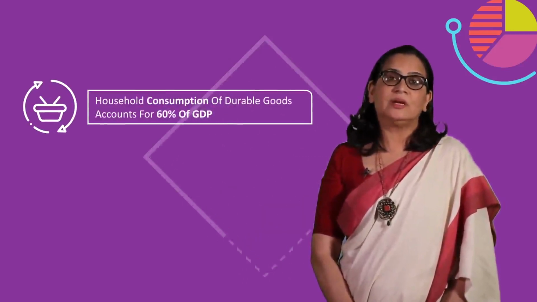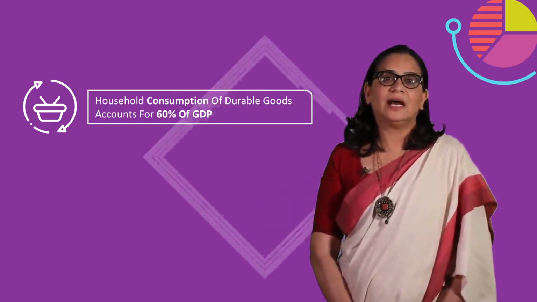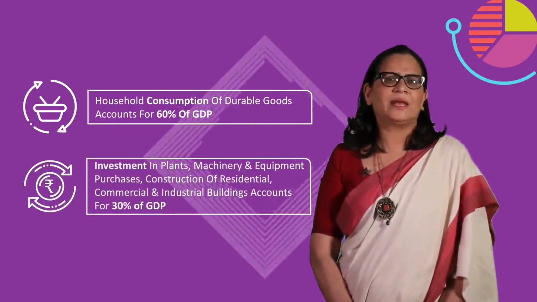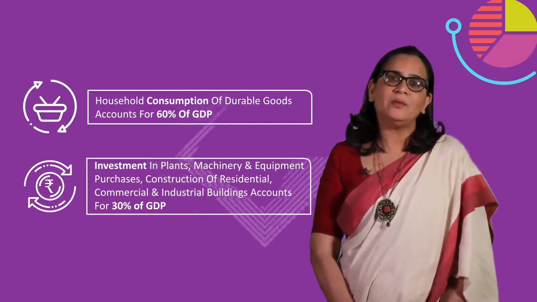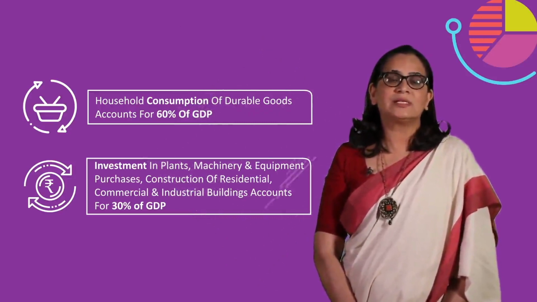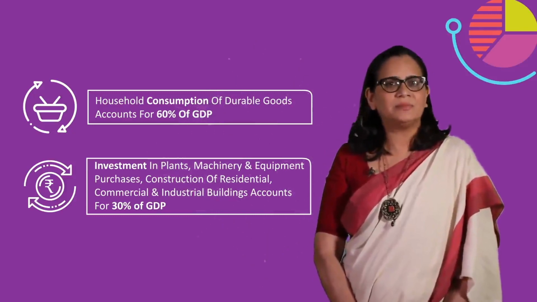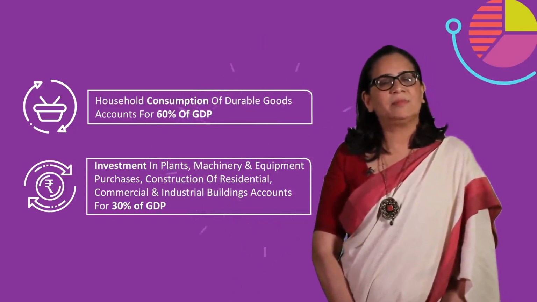You may recognize that the size of this GDP number also reflects the contribution of different economic participants to it. Household consumption, durable goods, scooters, cars, washing machines, computers, rents account for about 60% of India's GDP. Investments in things like plant, machinery, capital equipment purchases, construction of roads, railways, schools, offices, hospitals, private residential dwellings, and commercial and industrial building is about 30% of GDP. Even these numbers have varied considerably since independence.